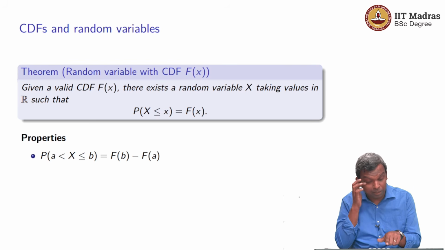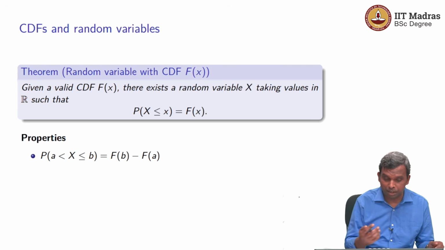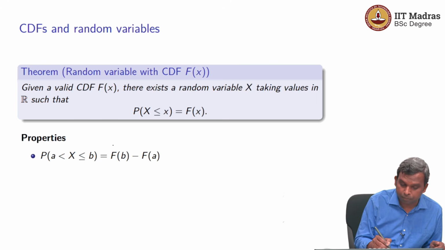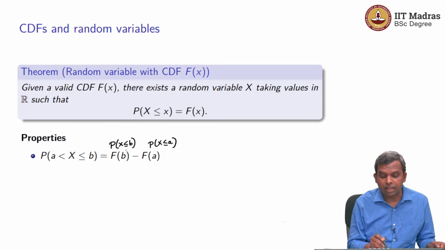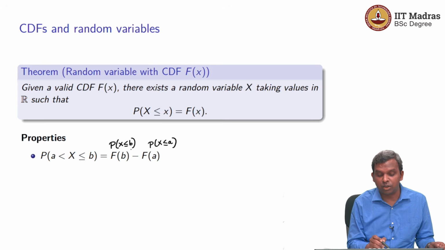You can see why that is true. F of b is the probability that X is less than or equal to b. F of a is the probability that X is less than or equal to a. If you subtract these two, what are you going to get? X has to be strictly greater than a, but it needs to be less than or equal to b, right? So this is the difference.